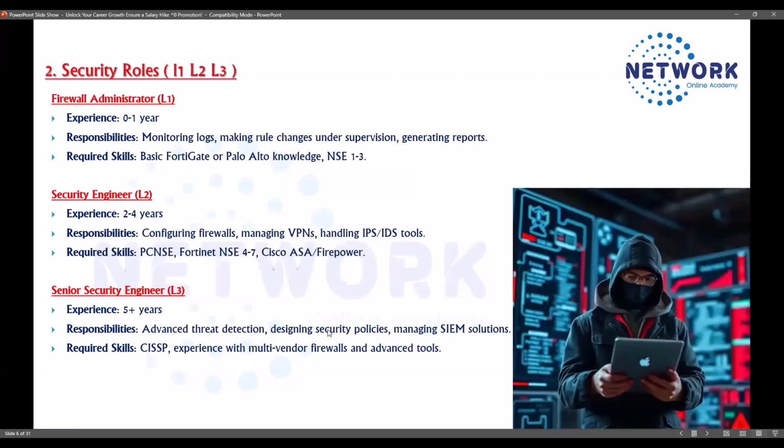Now, in a similar way, we also have security roles. So if you're working on the network security side, or planning to, these are the different roles. You have a firewall administrator, and there's level two and level three here. The same thing. The difference will not change much, but the experience range will be the same as for the network engineers or the firewall engineers.